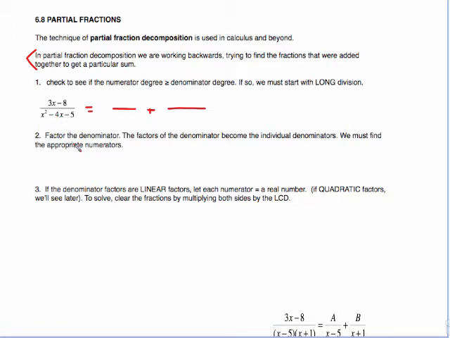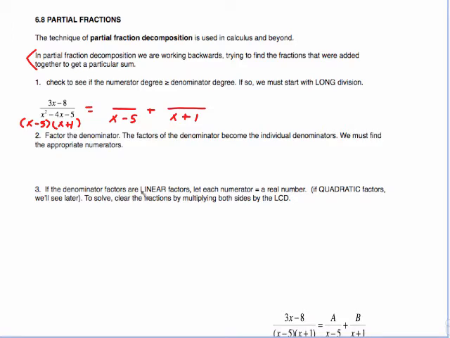Secondly, you want to factor the denominator. So this is just simple factoring, and this factors as x minus 5 times x plus 1. Now the factors of the denominator become the individual denominators. See how I wrote this up here? The two fractions got added together to give us this. Well, one denominator is x minus 5. The other denominator is x plus 1. So we're partway there. We know what the denominators were. But now we have to figure out what goes in the numerator.